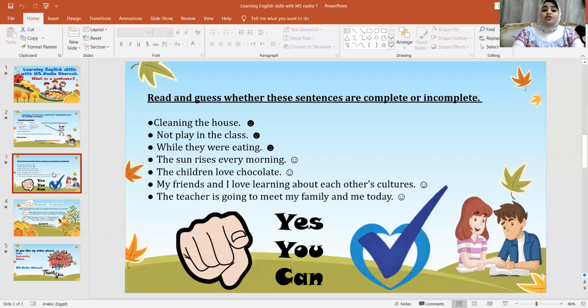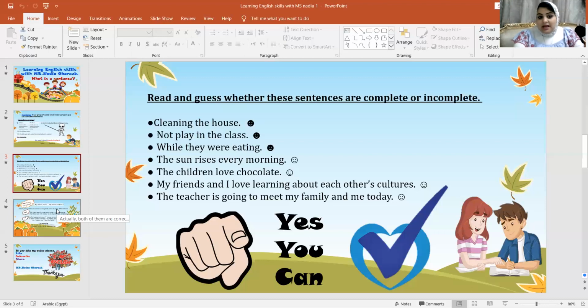So when you write a sentence, look at it and try to follow the rules. Do I have a subject? Do I have a predicate? Do I have a verb? Does it make sense? Ask yourself. And when you ask yourself, you will write a complete sentence in a good way. You will know how to form a sentence. Okay.